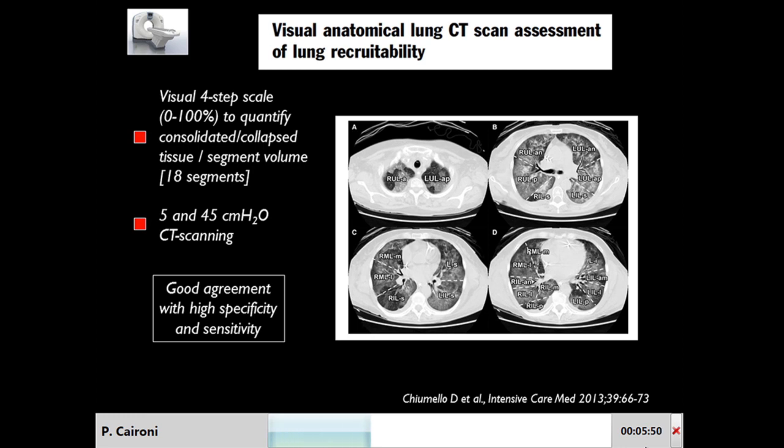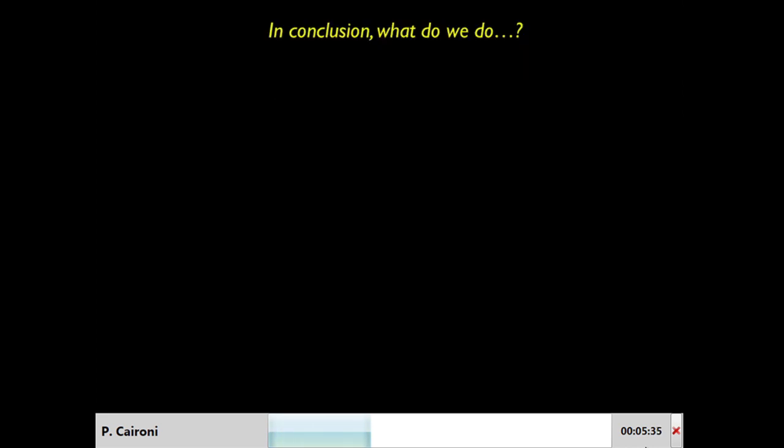But I think that this methodology is still quite complicated because it requires the analysis of 18 different segments, and it's still time-consuming. So what do we do at the bedside? Well, I think that we apply what we call in Italian il metodo occhiometrico, the eye-metric method. So we just look at two different images at two different airway pressures, and we try to estimate if that patient has high lung recruitability or low lung recruitability.